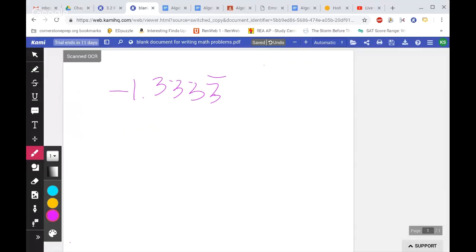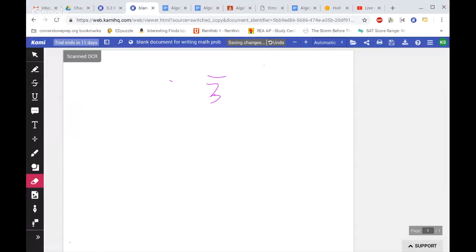Yeah, that is -4 over 3 in decimal terms. And if you wanted to leave it like that, you could. Sometimes it can be a little more difficult to work with a repeating decimal. You can't have that for your slope, though. A decimal doesn't work for slope.